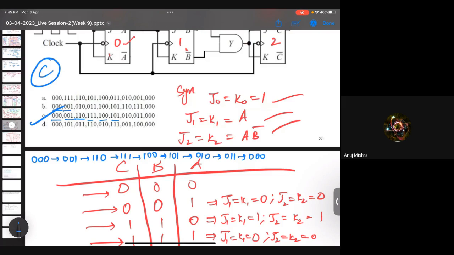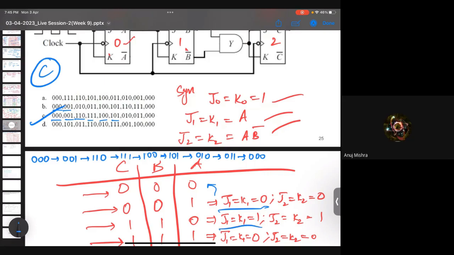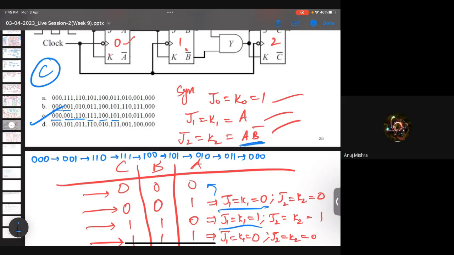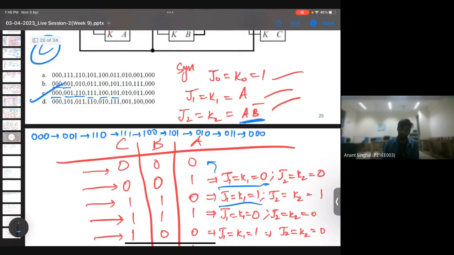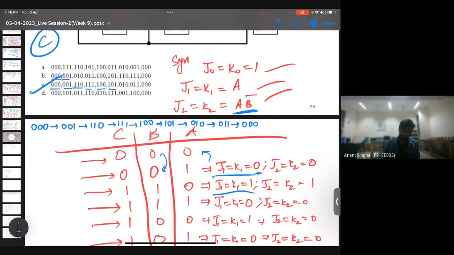So when we are making the truth table, we are just taking reference from A, right? If A is zero, then J1 and K1 will be zero. If A is one, J1 and K1 will be one. Then J2 and K2 will depend on A B bar. If they are 0, the state will remain the same, and if they are 1, the state will toggle. Fine? Yes, sir. Okay.